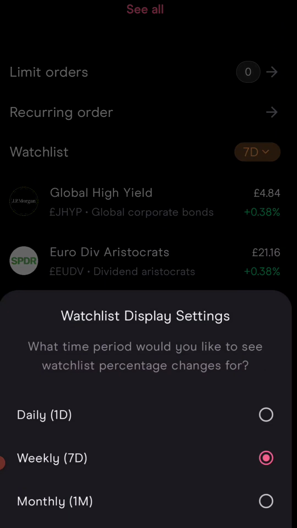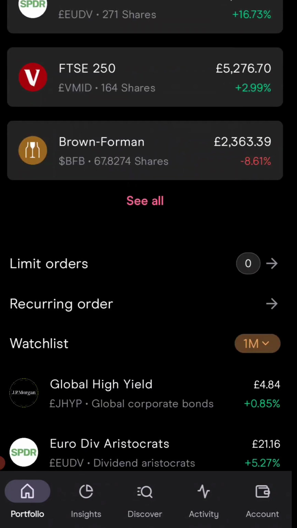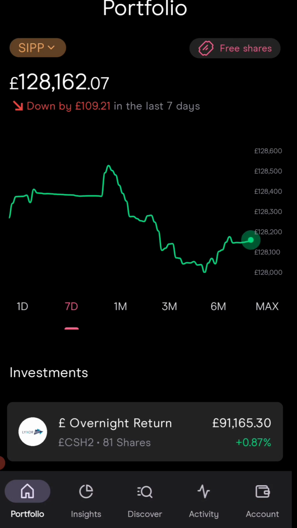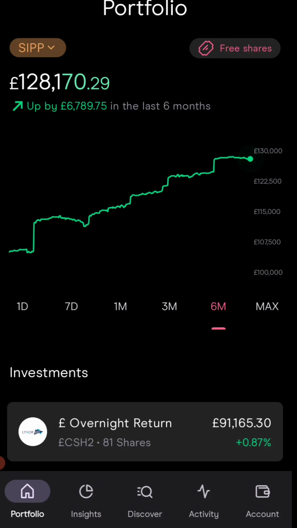If I have a look at these over the last month, we can see that the FTSE All World is up 2%, and my overnight return is only up just under 0.5%, 0.45%. Okay, so that's where I kind of follow the charts, and I can look at different charts over different periods here. I can see that I actually opened my SIPP about 6 months ago, and I'm currently up £6,790, which works out, given that that's a 6 month period, I've got 128,000 in it, works out around 9-10%, which I'm really pleased with. Actually, it's slightly above target of what I was expecting, and I do hope the next 6 months can perform just as well.